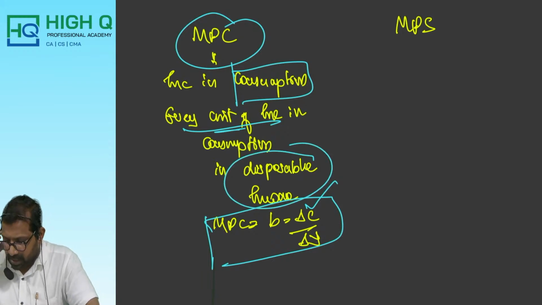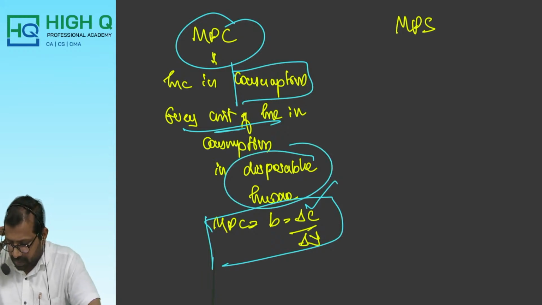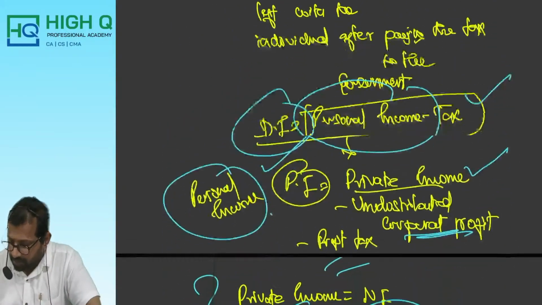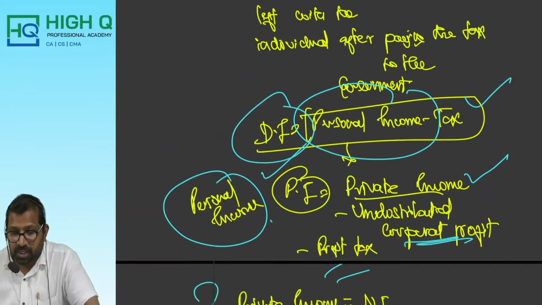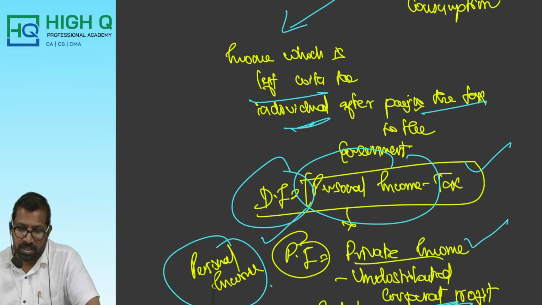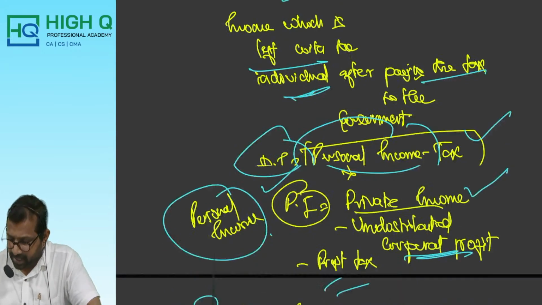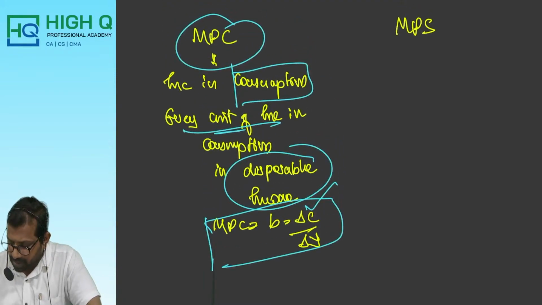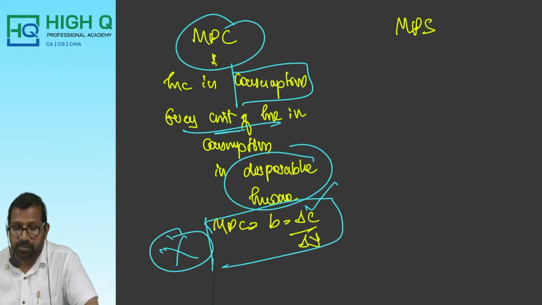For this disposable income, we have already arrived at the formula. We have discussed the disposable income formula. The meaning of disposable income is the income left with the individual after paying the tax. So what is the formula to calculate the disposable income? Personal income minus tax, the balance is called disposable income. So this formula is very important.